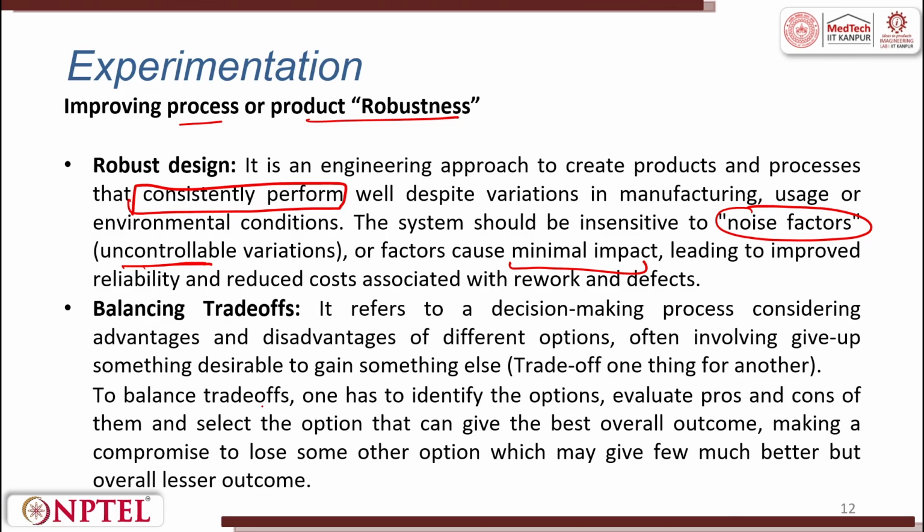Balancing trade-offs. Trade-off is between one thing or other thing, that is decision making process considering advantages and disadvantages of different options, often involving giving up something desirable to gain something else, trade off one thing for another. Always there would be a trade off. You might find the cake that is best with one set of the setting. There could be another set of the setting where you also find the cake that is also very great. But now, which one of them is using minimum resources? If the oven temperature is higher, the energy consumption is higher. If number of eggs are more, the cost would also go high.